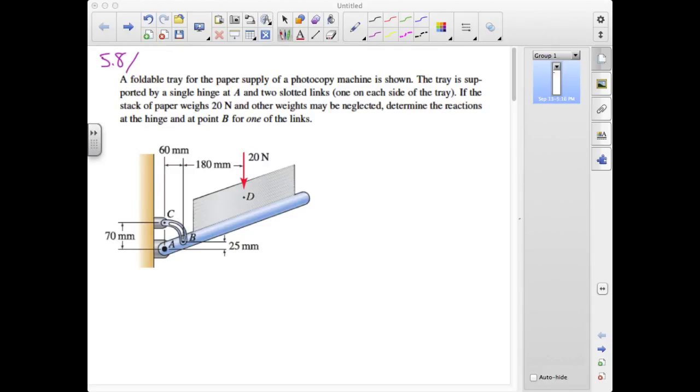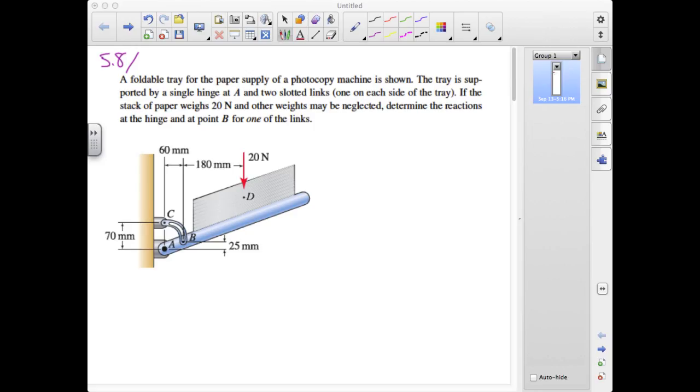We now take a look at a couple of try me problems. The first one, problem 5.8, involves a foldable tray for the paper supply of a photocopy machine. We're told the tray is supported by a single hinge at A and two slotted links, one on each side of the tray, and that if the paper weighs 20 newtons, we want to determine the reactions at the hinge and at point B for one of the links.